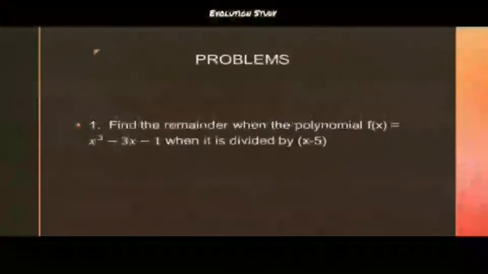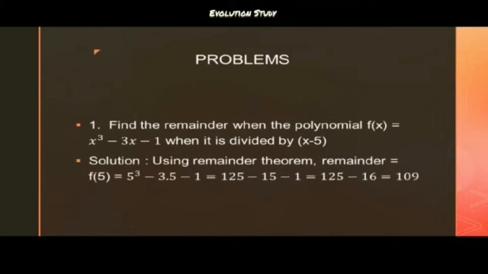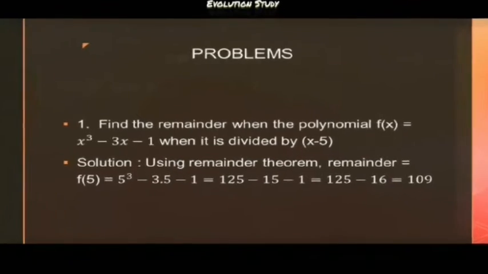Now let's discuss a few problems. Find the remainder when the polynomial f(x) = x^3 - 3x - 1 is divided by x minus 5. The solution will use the remainder theorem. Remainder is equal to f(5), which is 5^3 - 3 into 5 - 1, which means 125 - 15 - 1, which gives 109 as the answer.